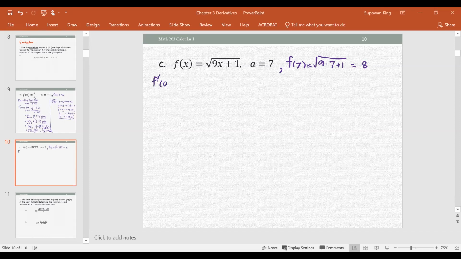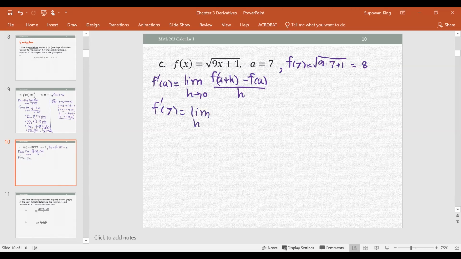The f prime at a. This time, let's use another form of the definition, which is the limit of f of a plus h minus f at a divided by h as h approaches 0. So f prime at 7 equals the limit as h approaches 0 of f at a, which is 7, plus h, minus f at 7, divided by h.